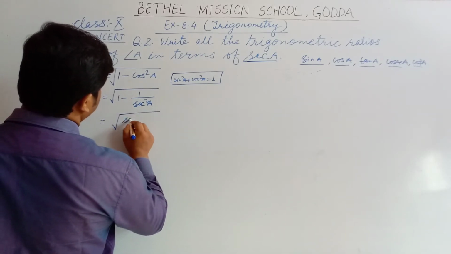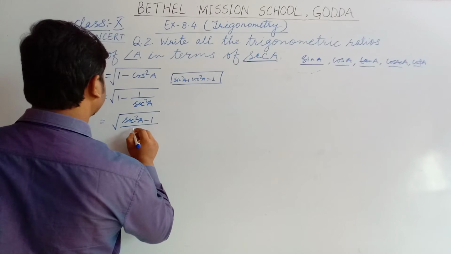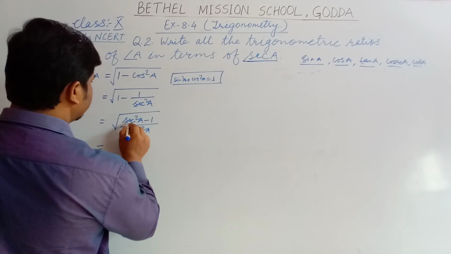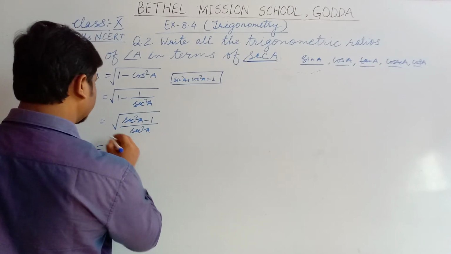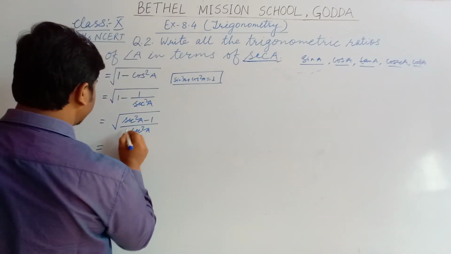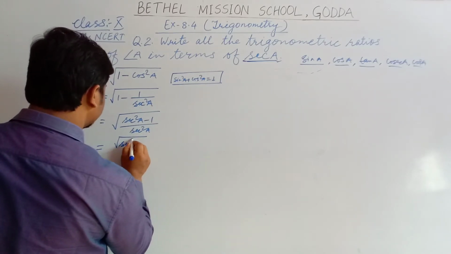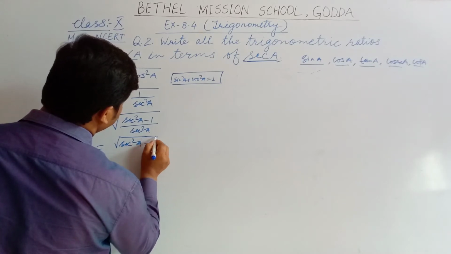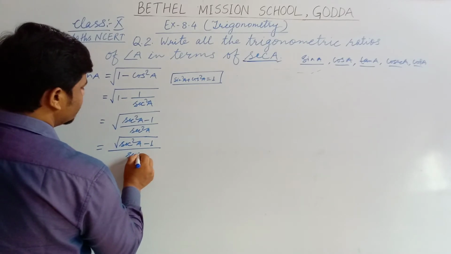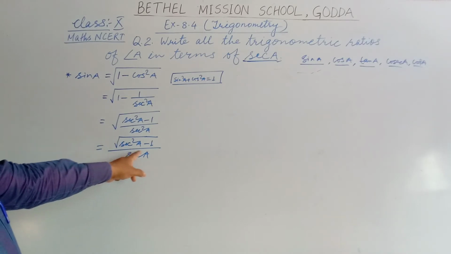Under root sec square A minus 1 upon sec square A. Then what will be? Sec square A minus 1 will be, because we have to change it into sec, so we will leave it as it is, sec square A minus 1. That will be under root sec square A minus 1, and sec square A will come out from the square root, then it will be sec A. So this sin A we change in terms of sec A.